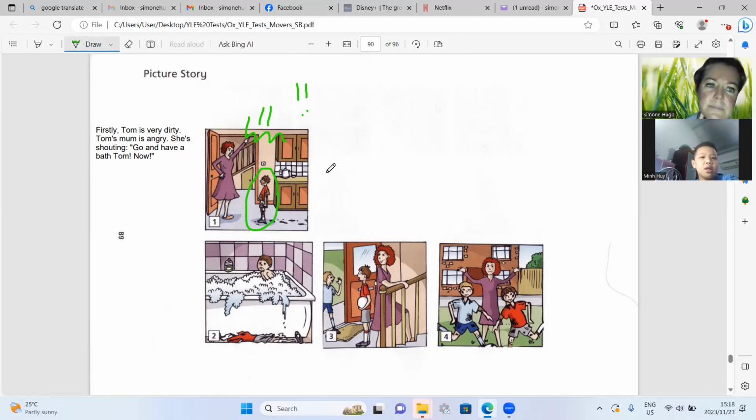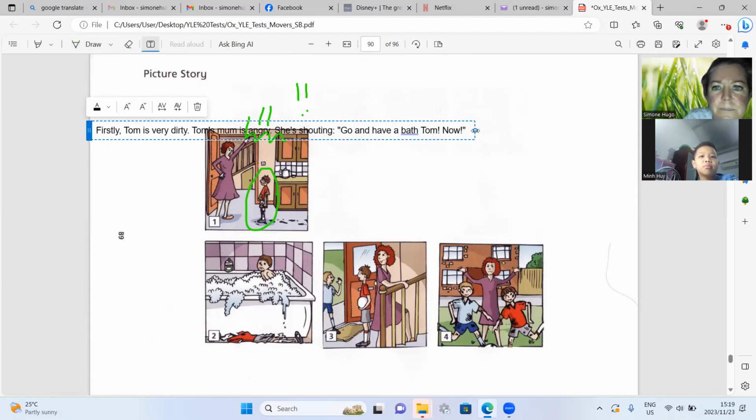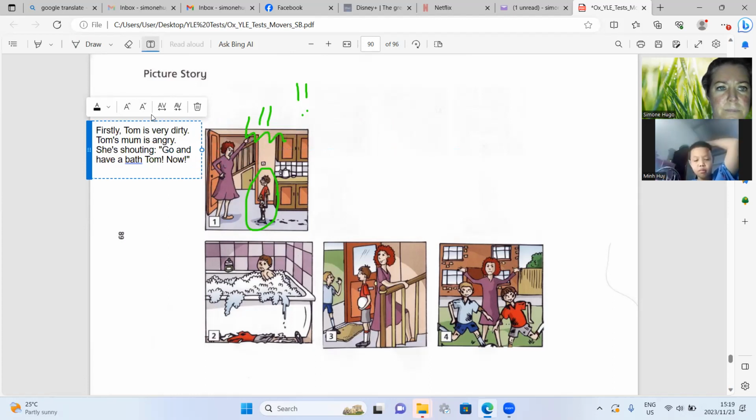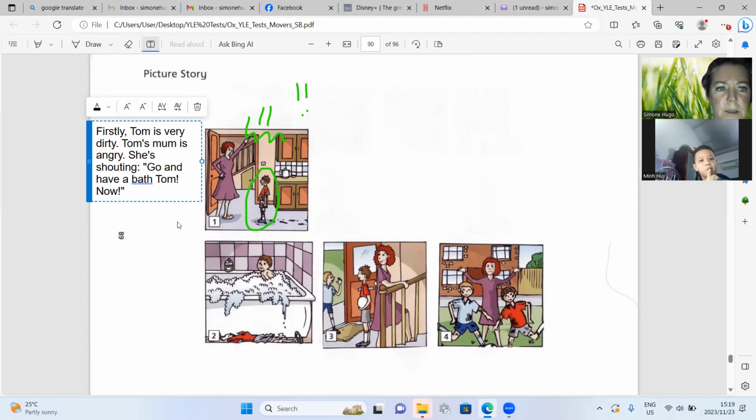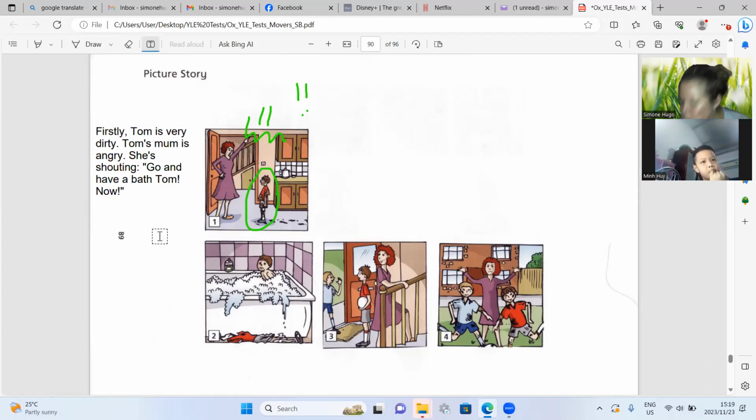Tom is very dirty. Tom's mom is angry. She's shouting, go and have a bath, Tom, now. What does your mom sound like when she's angry? Does she say, Minh Huy, go and have a bath now when she's angry? Firstly, Tom is very dirty. Tom's mom is angry. She's shouting, go and have a bath, Tom, now. Good.